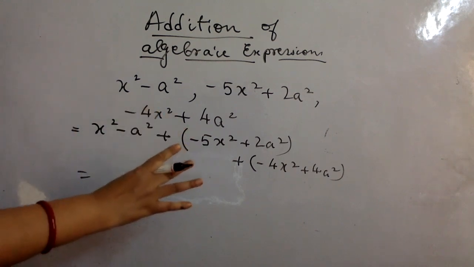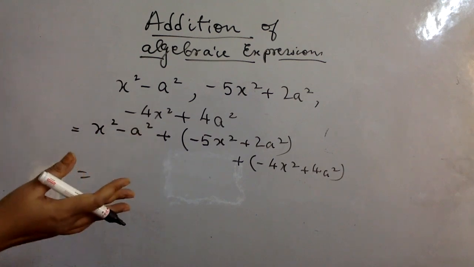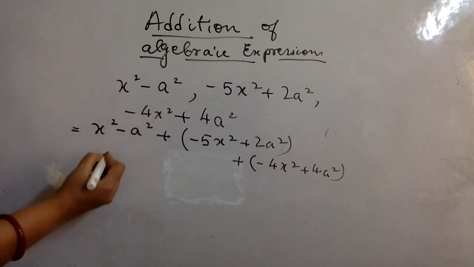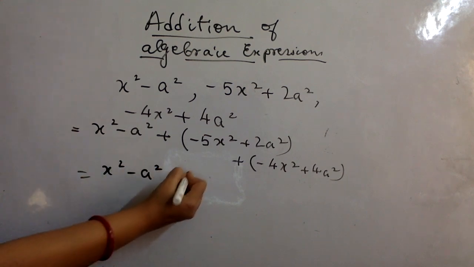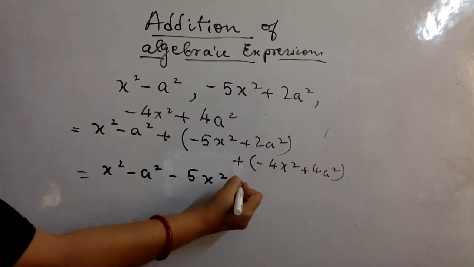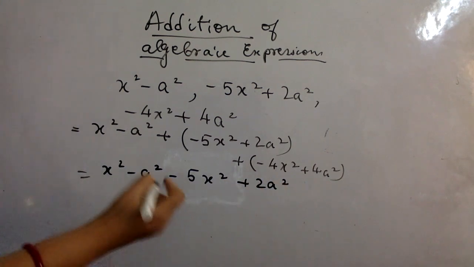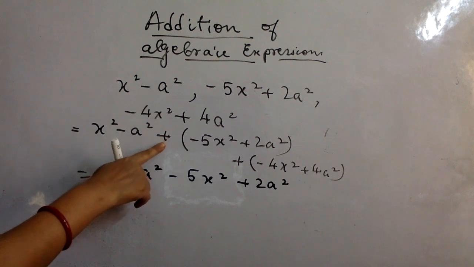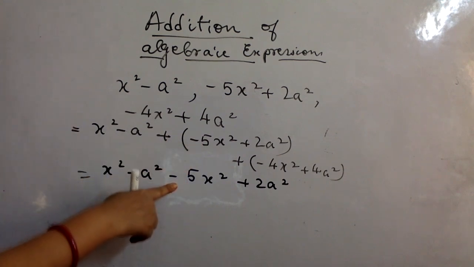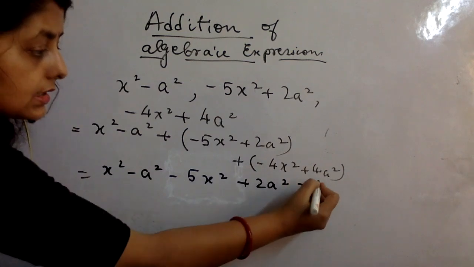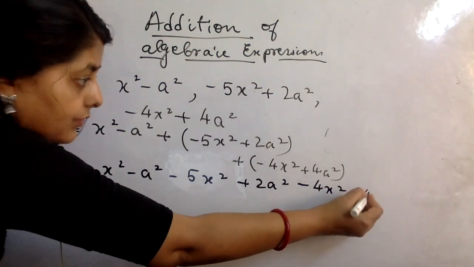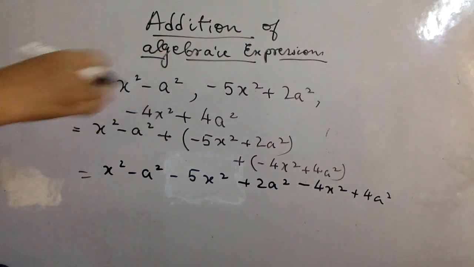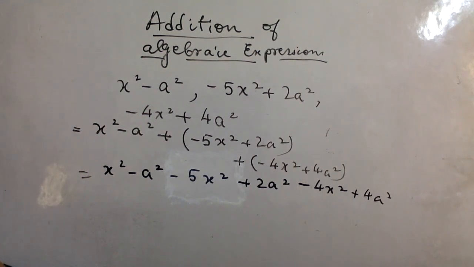Now I'm going to open up the bracket. This is the horizontal method that I'm doing because I've written all of them horizontally. I'm going to open up the bracket, minus 5x square plus 2a square, plus into plus is plus, plus with a minus is a minus. Okay, and then plus into minus is a minus 4x square plus 4a square. Now if you note this sum, it is a combination of two different like terms. One is x square, one is a square.